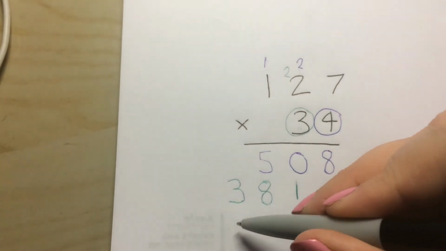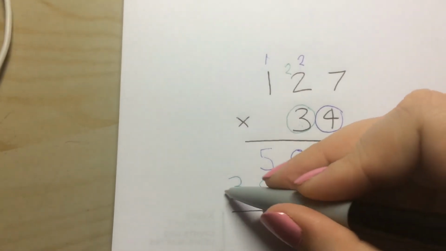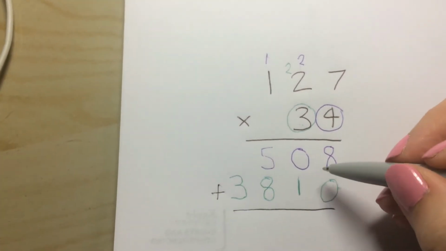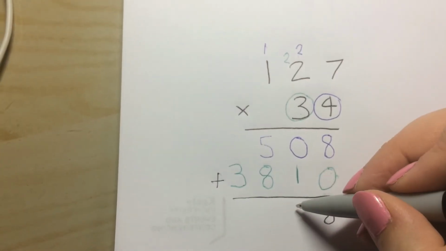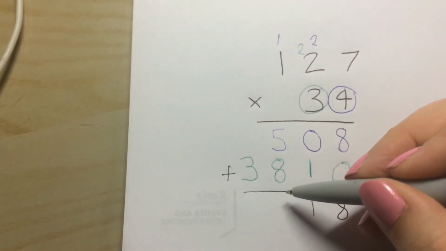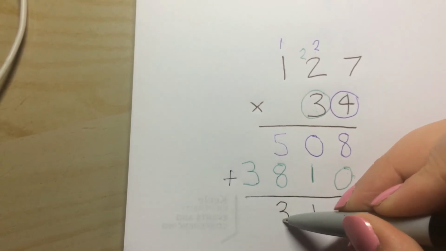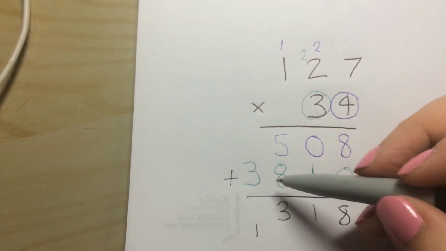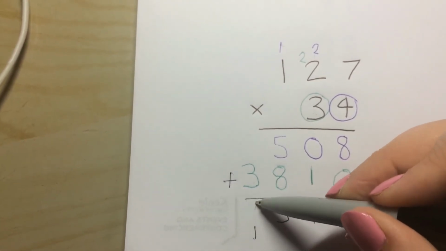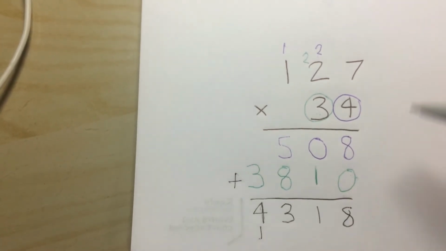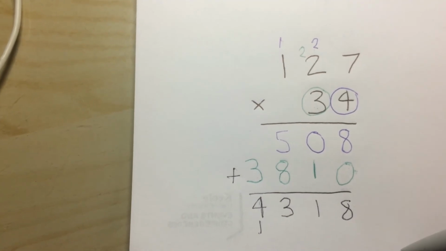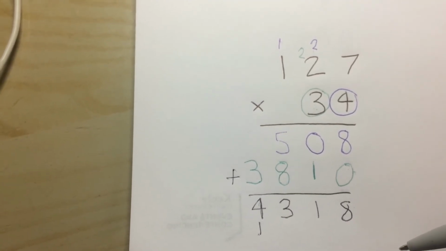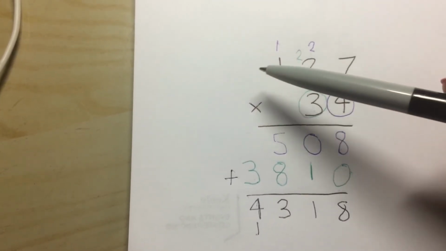And just like before, I'm going to add those two numbers together using column addition. 8 add 0 is 8. 0 add 1 is 1. 5 add 8 is 13, so I'm going to have to do some carrying over here. Put the 1 there. Then 3 add the 1 is 4. So 127 times 34 is 4,318.